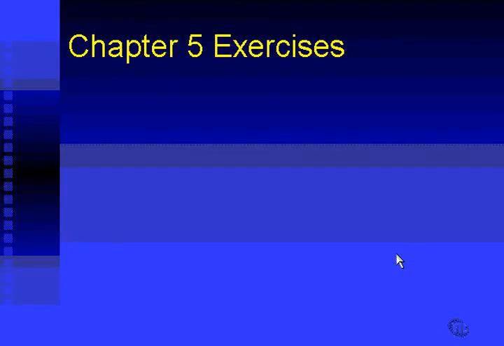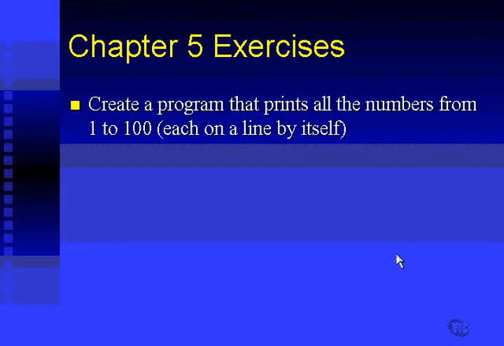Here are the exercises for Chapter 5. Firstly, we'll start really simple. Don't worry, it's going to get as hard as you could ever possibly want it to get. Create a program that prints all the numbers from 1 to 100, each on a line by itself. Okay, well, I think sure you can figure out how to do that.